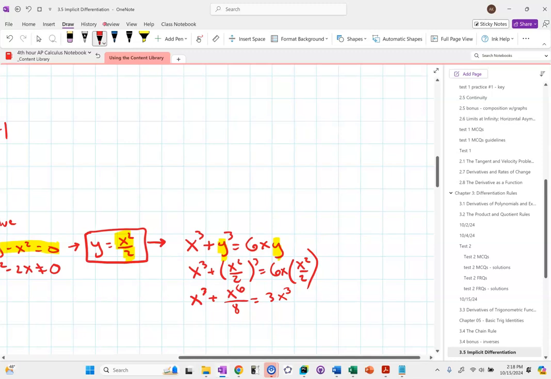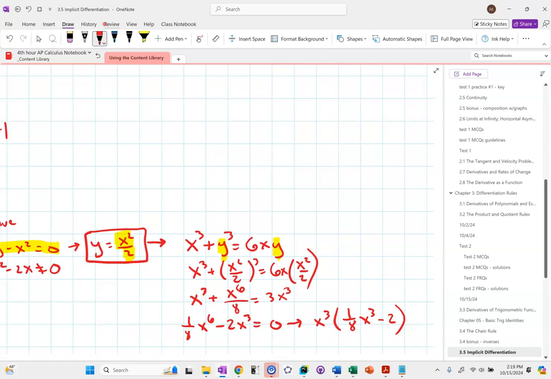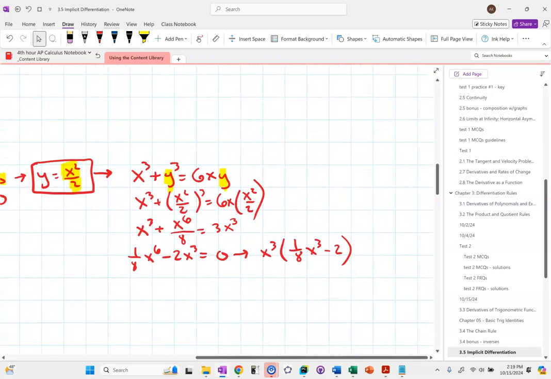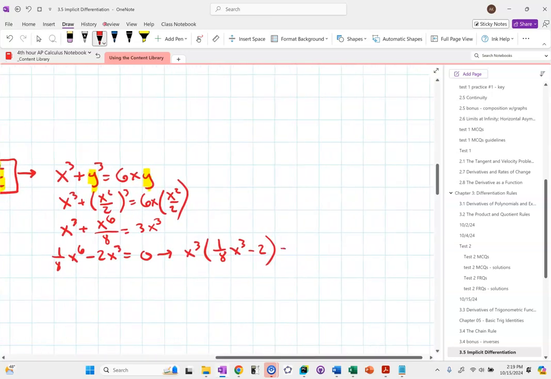I'm going to go and get everything onto one side. So I have 1/8 x to the 6th minus 2x cubed equal to 0. To solve that, I'm going to factor out a greatest common factor of x cubed. So far, so good. 1/8 x cubed minus 2. Does that look factorable to you guys?